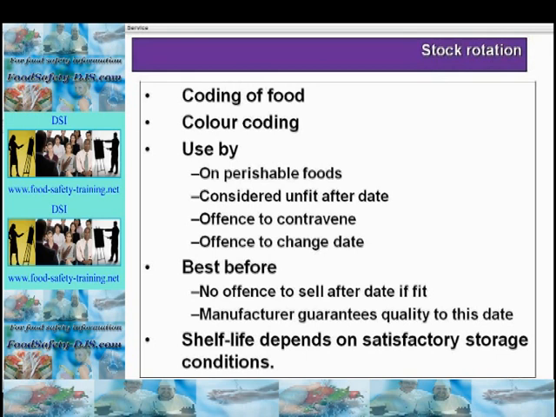A best before date is put on low risk food. It's no offence to sell after the date if fit. The manufacturer guarantees quality to this date. Foods are usually stored at ambient or in a cool, dry store. Date only valid if storage conditions are satisfactory. In other words, a use by date is a food safety date and a best before date is a food quality date.